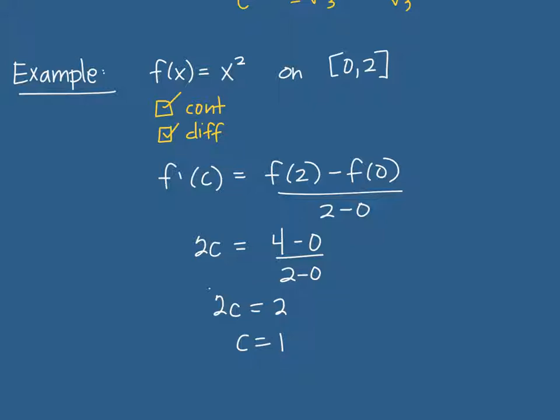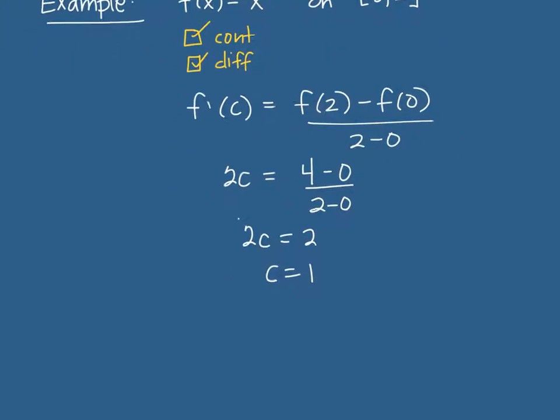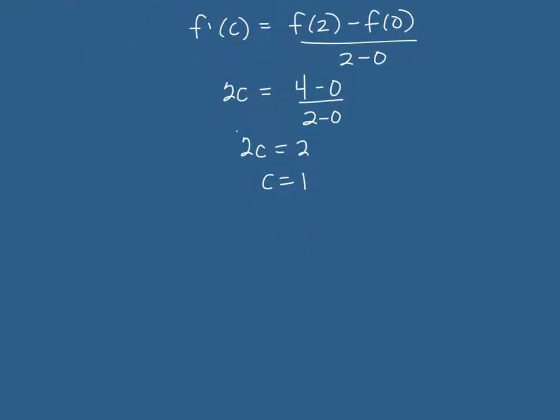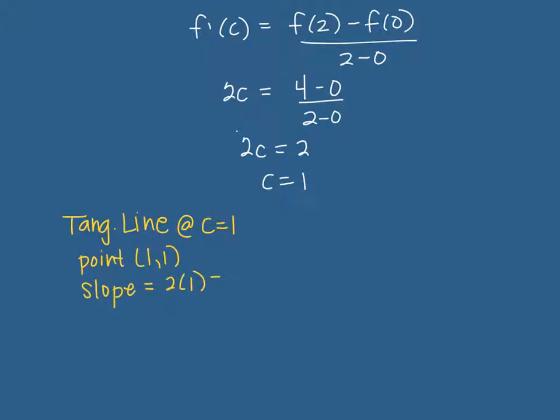So for this one, I would like to demonstrate the drawing of how this looks. Let's find the tangent line, and let's compare it to the secant line. So the tangent line is going to be at c equals 1. The point would be 1, 1. The slope would be the derivative of that, which is 2 times 1, or 2. And so the tangent line will be y minus 1 equals 2 times x minus 1. There's my tangent line.